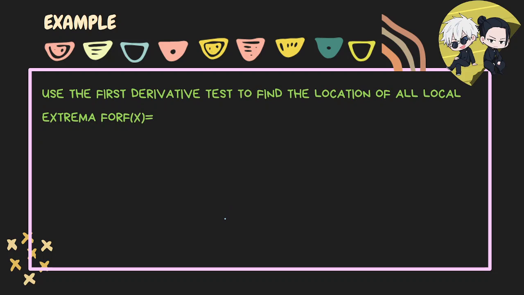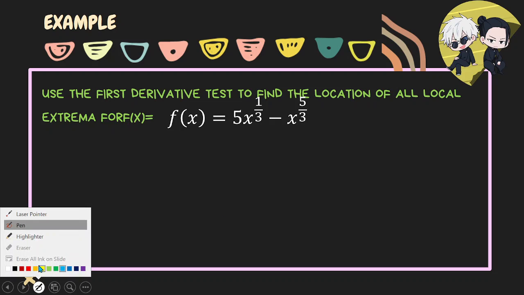So, on to another example. Guys, for example, we need to find the location of all local extrema for the function 5x to the one third minus x raised to 5 thirds. So, what we are going to do is first derive the function. What is the derivative?